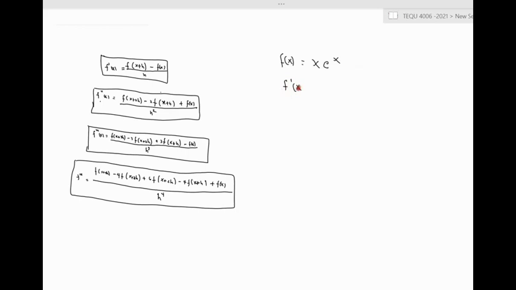The derivative of f of x is the derivative of the first one, that would be 1 times e to the x, plus x times the derivative of the second, e to the x. That's the product rule, and that will be e to the x times (1 plus x). Good enough. How about the second derivative?